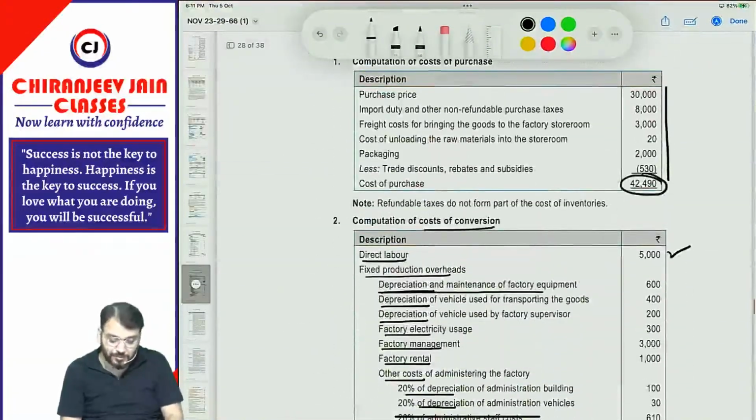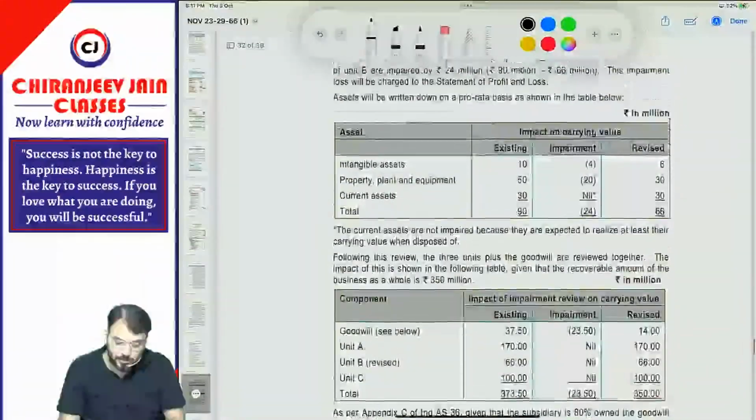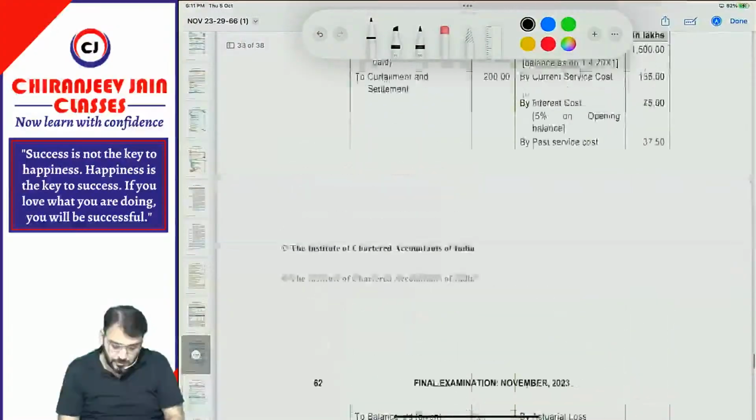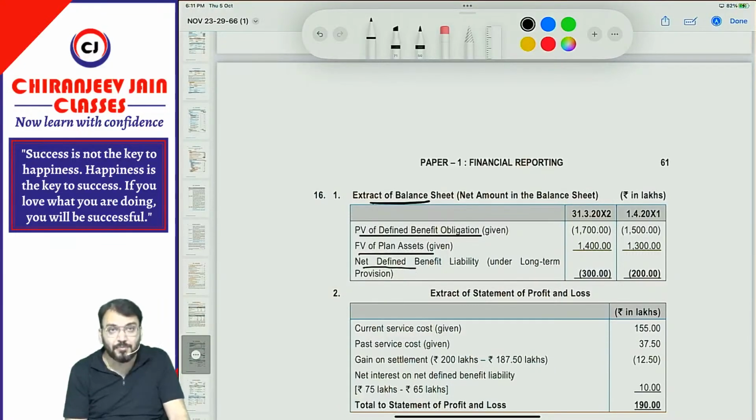Can we come to the solution only? If you come to the solution, from that only I can explain now. You can see what is given. They have prepared the extract of balance sheet. The present value of DBO, this is closing balance, this is opening balance. Fair value of plan assets is given in the question only. So that becomes net defined benefit liability. This you can find out.